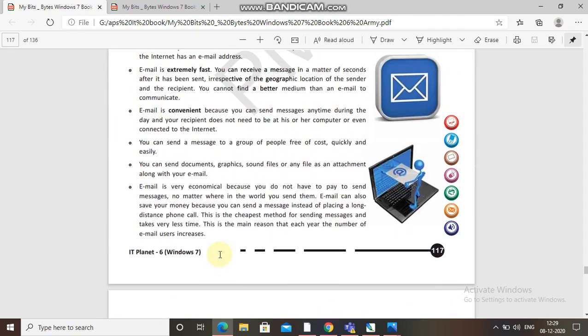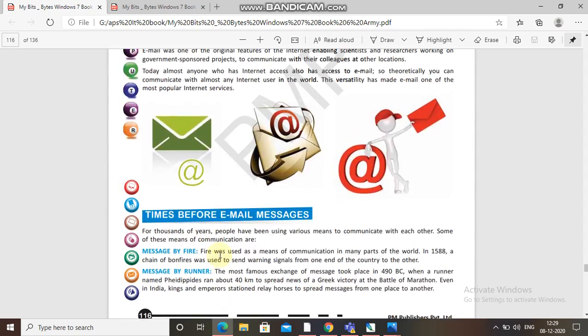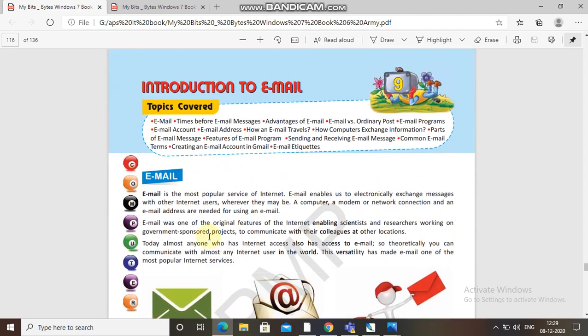As you see, here we have seen the introduction to email. What are the things in this? First of all, if anyone asks you what is email, you will say, yes, I know what email is. It is electronic mail. It's simple. It's electronic mail.